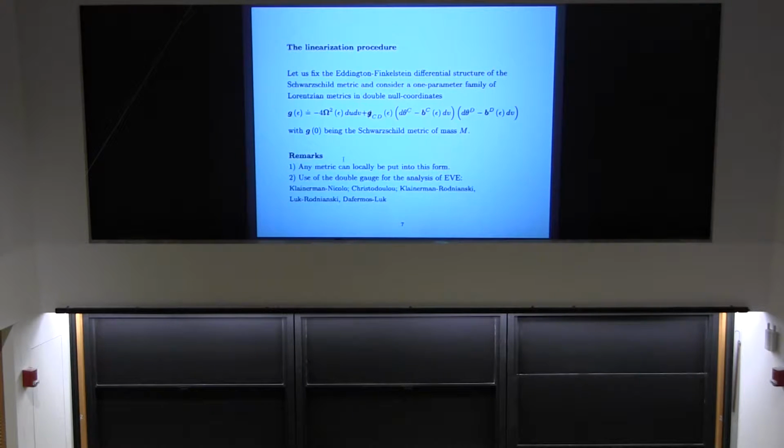And we have this lapse function omega, the metric g-slash, and a vector on these two spheres, b, which parameterize the dynamics of this one-parameter family. And g at epsilon equals 0 is just a Schwarzschild metric of mass m. So this is a choice of coordinates, a choice of double null coordinates. Any metric can be locally put into this form.